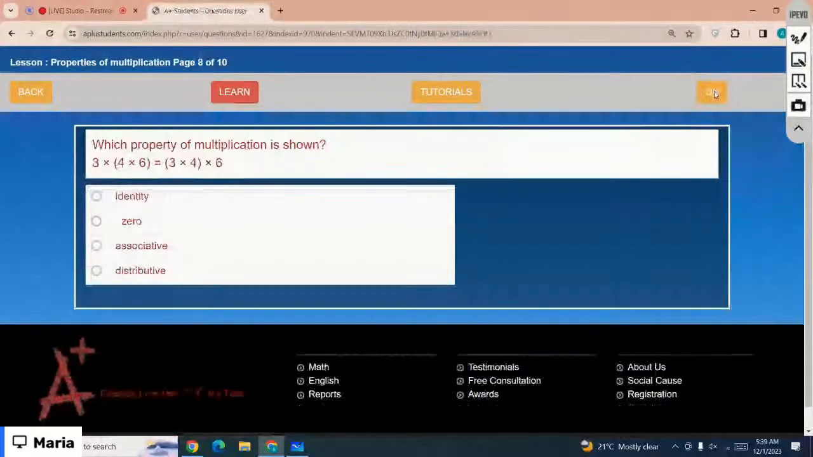Which property of multiplication is shown? You have 3 times 4 times 6 equals 3 times 4 times 6. Three of the numbers are involved on both sides. Which property it is? Whenever you have three numbers involved on both sides, the numbers are exactly the same. That is the associative property. The correct option is associative property.